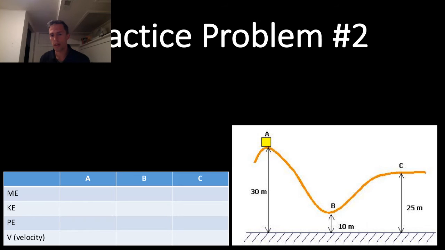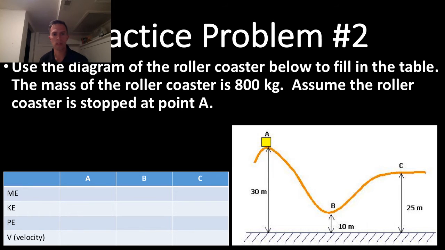This is a diagram of a roller coaster. It says use the diagram of the roller coaster below to fill in the table. So we've got to come up with answers for all of these blanks in this table down here. And here's the roller coaster. It has the mass of 800 kilograms, so we know its mass. Then it says assume the roller coaster is stopped at point A. And so at point A, its velocity is equal to 0.